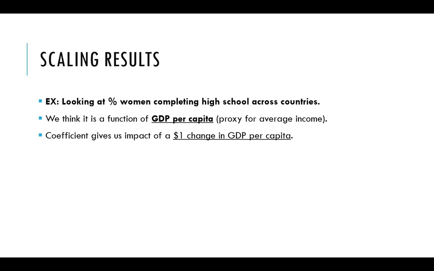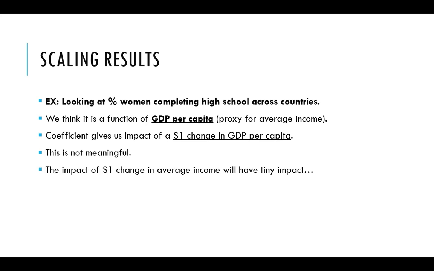Remember again that our coefficients give us the impact of a $1 change. So this is a $1 change in GDP per capita. So think for a second. Is it likely that a $1 change in average income is going to have a meaningful impact on completion of high school? No, because that $1 change is just too small. It's just not meaningful. The impact of the $1 change might have an effect, but it's going to be so tiny, 0.000 something maybe, the coefficient is essentially 0. So it might make sense to scale all of this information in our discussion.